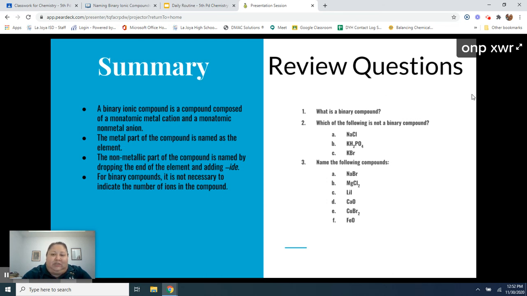Your review questions. Number 1, what is a binary compound? Number 2, which of the following is not a binary compound? And then number 3 asks you to name the following compounds. All right, so let's get it done. Let's see how much we can do.